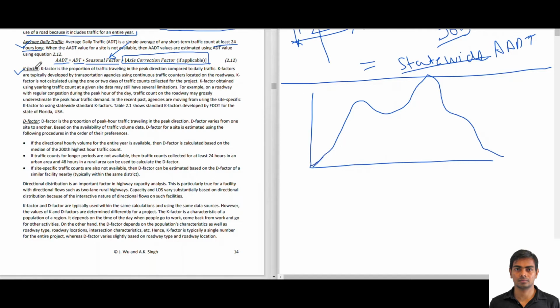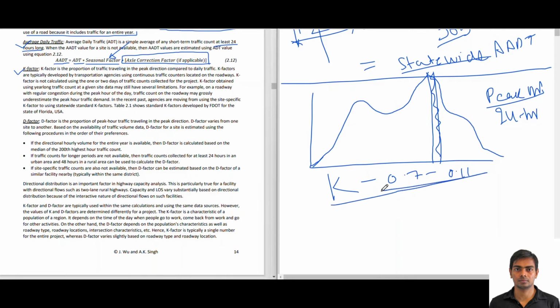So what is the K factor? It is the peak hour traffic. Let's say this is my peak hour, between 4 p.m. to 5 p.m. If this is my peak hour, the K factor is the peak hour traffic divided by the 24-hour traffic. So the K factor gives an estimate of how severe the peak is. Usually the K factor ranges between 0.07 to 0.11, and we will discuss the K factor a little bit more.